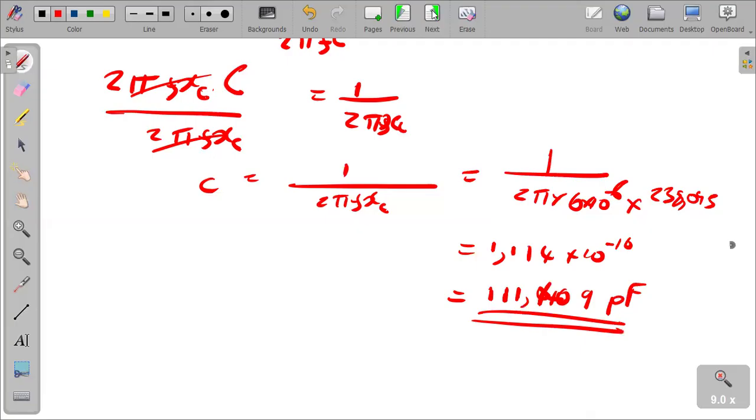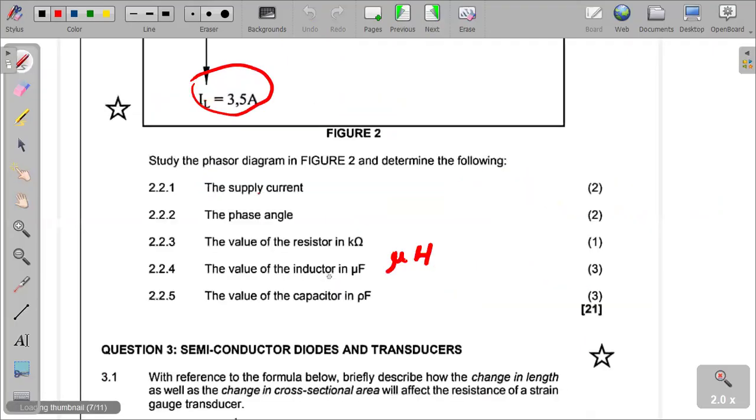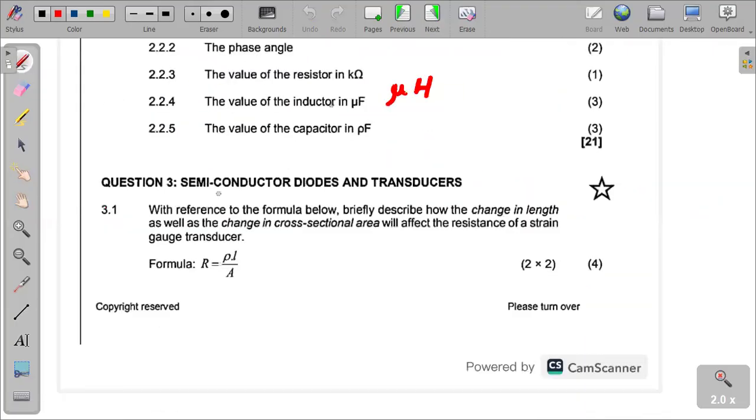Let's quickly go to the third question. Right, question number 3, under semiconductor diodes and transistors, is saying with reference to the formula below, briefly describe how the change in length as well as the change in cross-sectional area will affect the resistance of a strain gauge transducer, right? Formula R is equal to rho L over A, right?